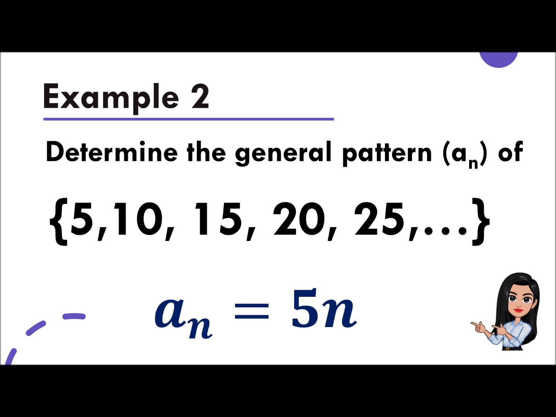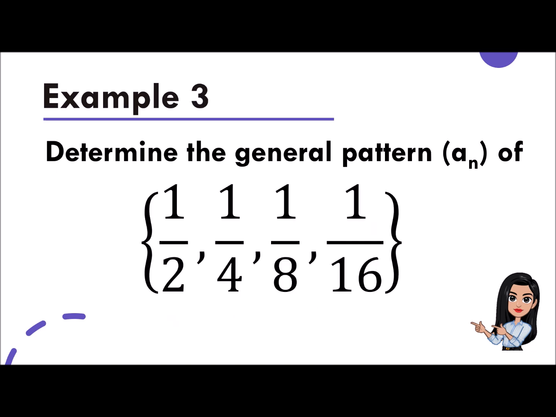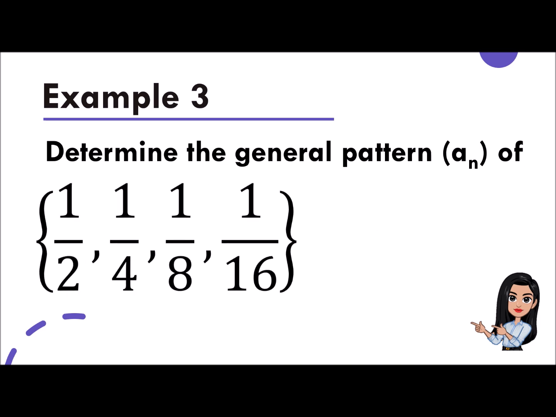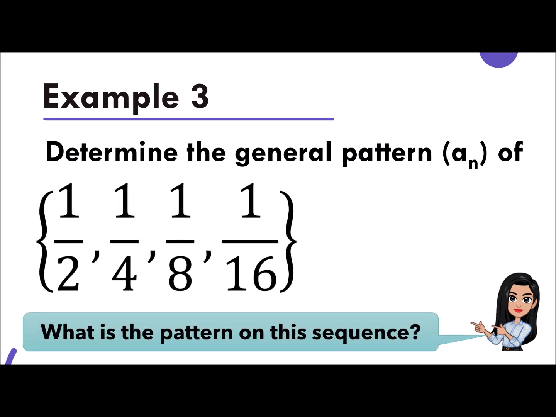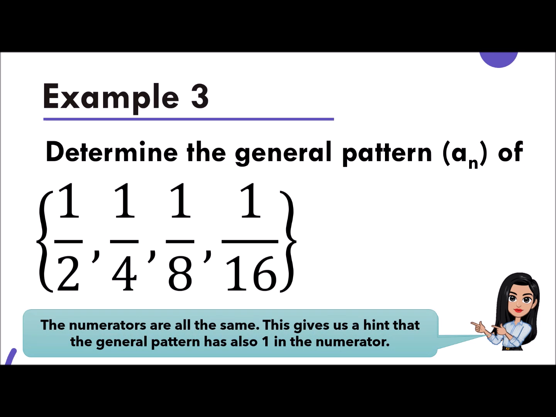Let's proceed to another example. What if we have 1/2, 1/4, 1/8, 1/16? Again, let's think of the pattern behind the sequence. Kindly look at what is obvious. As you can notice, all the numerators are the same. This gives us a hint that the general pattern also has 1 in the numerator. So take note of that. Let's now focus on the denominator, having the values of 2, 4, 8, and 16.